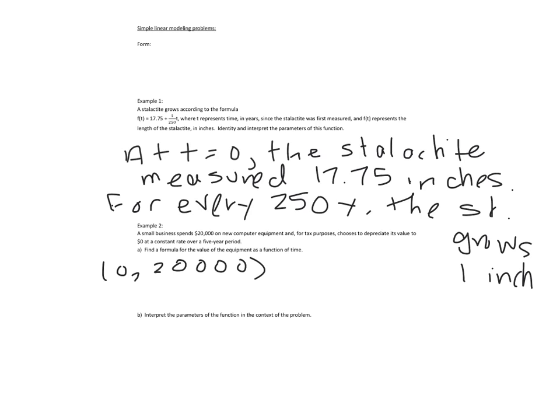Must be a computer system, not just, it says, new computer equipment. And then for tax purposes, it's going to depreciate its value to $0 at a constant rate over a 5-year period. So that means in 5 years, my computer equipment is going to be worth nothing, $0. So since I have 2 ordered pairs, I can calculate the slope. So the slope of my linear function is change in y, so 20,000 over change in time, 5.